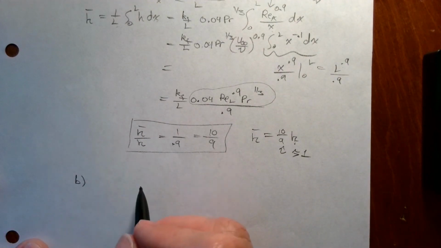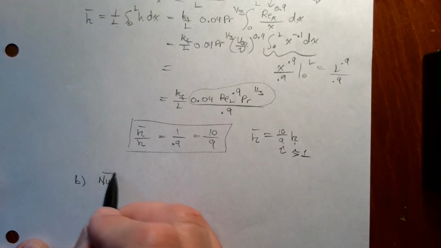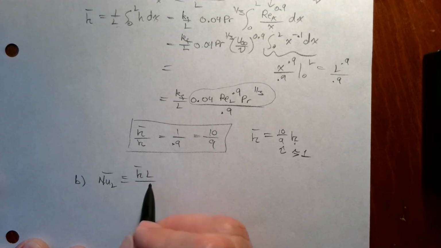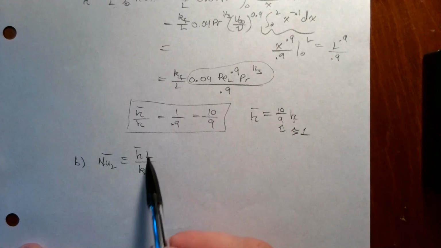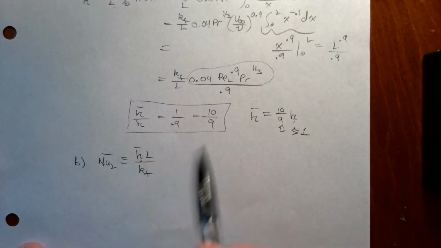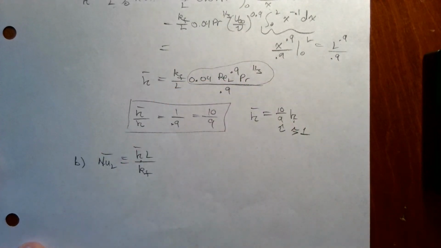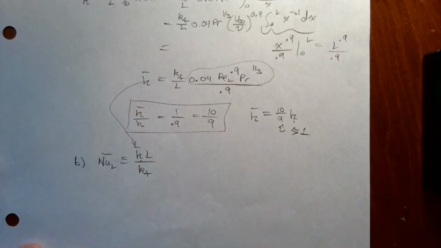Okay, so part B says obtain the associated correlation for the average Nusselt number. So now we need to come up with the average Nusselt number. This is defined as H bar L over KF. And we now have the expression for this. H bar, this is up here, this is H bar. That H bar now can be substituted here.